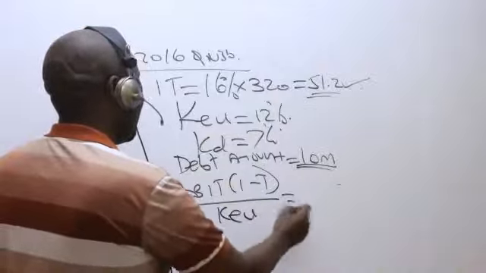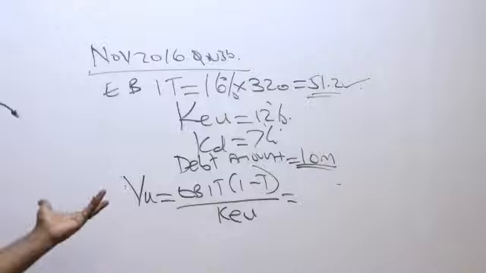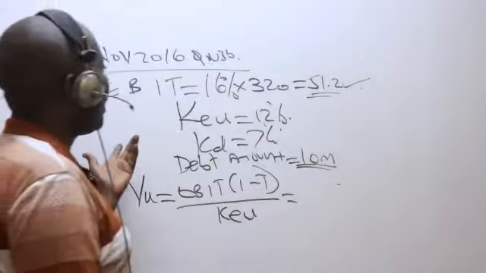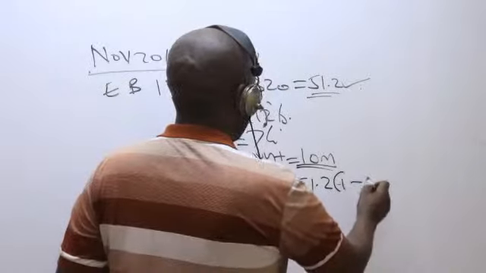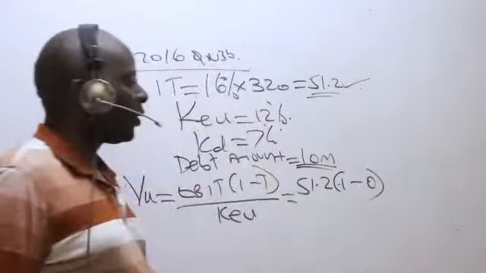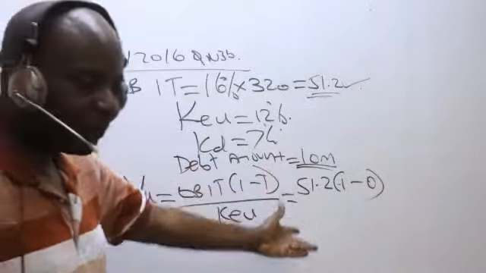That is the formula. EBIT, I know EBIT here is 51.2. I know 1 minus tax. It says without taxes, so tax is zero. Right?